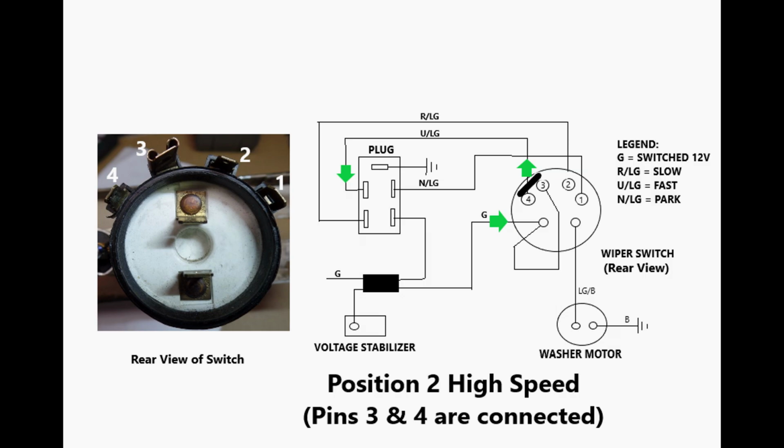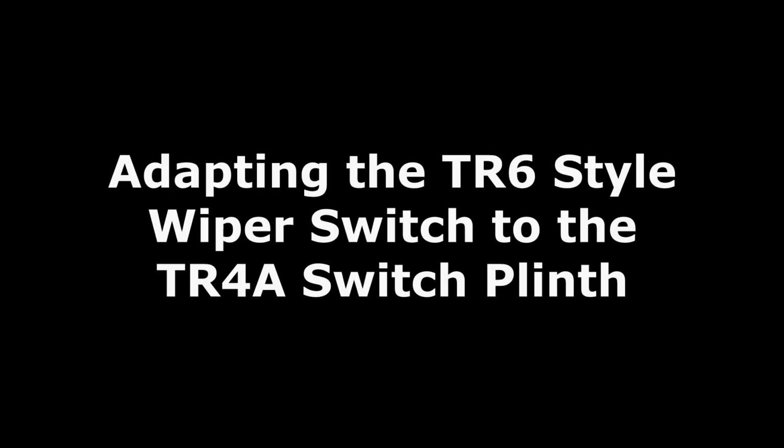Okay, and then lastly, we have the high speed position. If you look at the rotating contact in the switch, it's now moved to positions 3 and 4. If you follow the green arrows, you can see that the switch 12 volts now goes from pin 3 to pin 4, and then that wire connects to the high speed connection on the plug for the motor. So that's from a diagram point of view. All we have to do is follow those connections, and we should be in pretty good shape. So let's go ahead and start hooking this thing up.